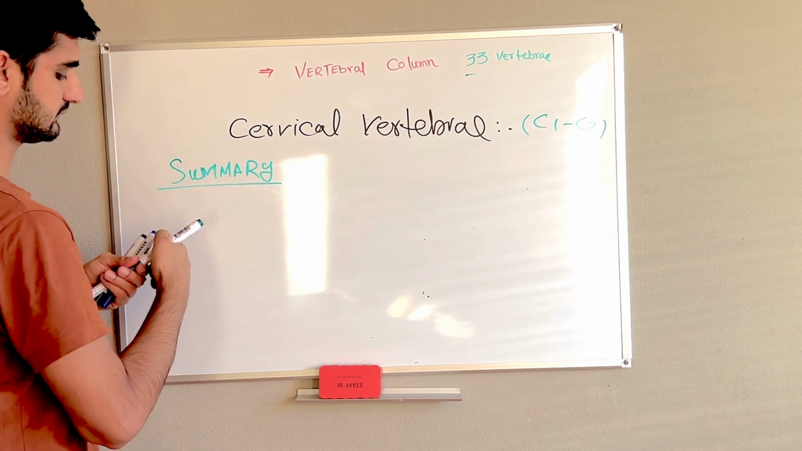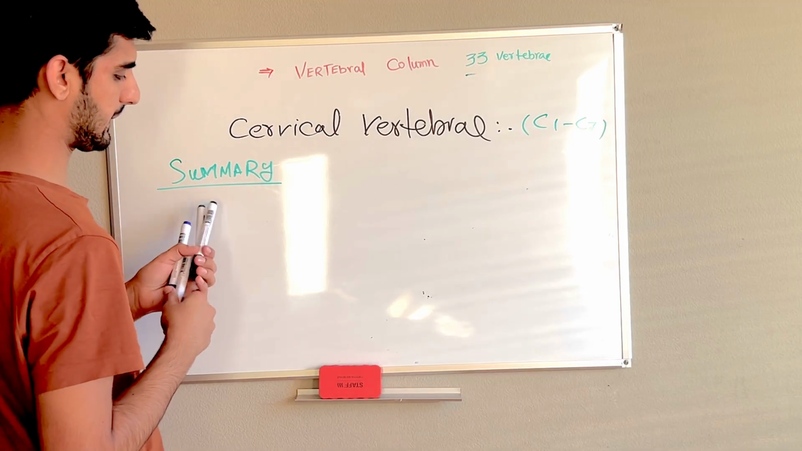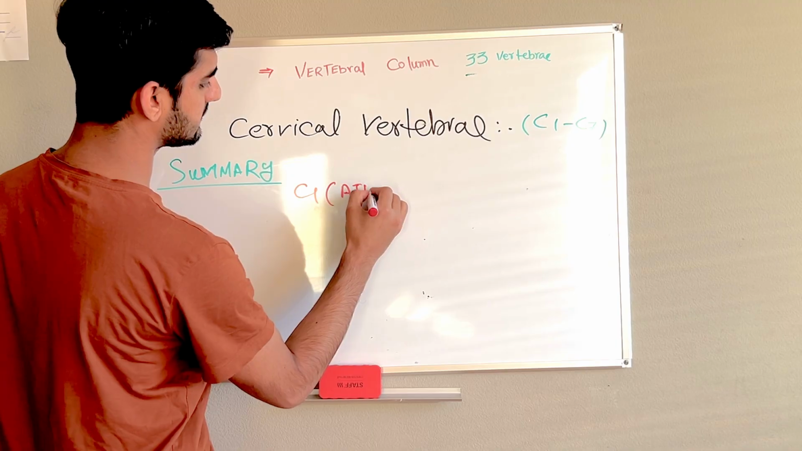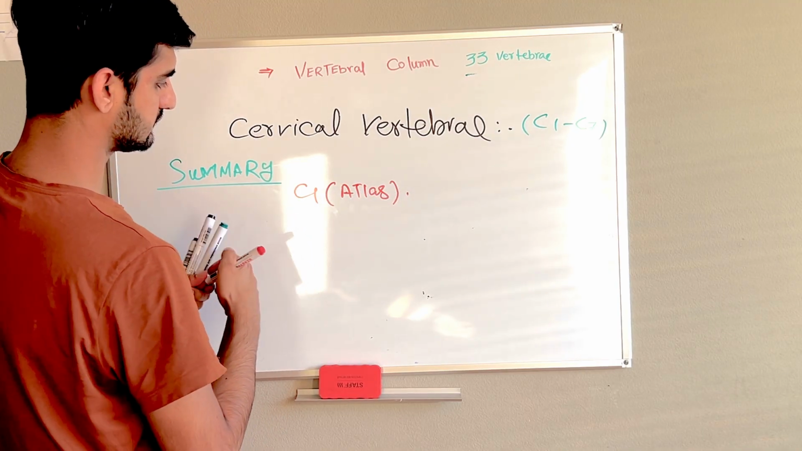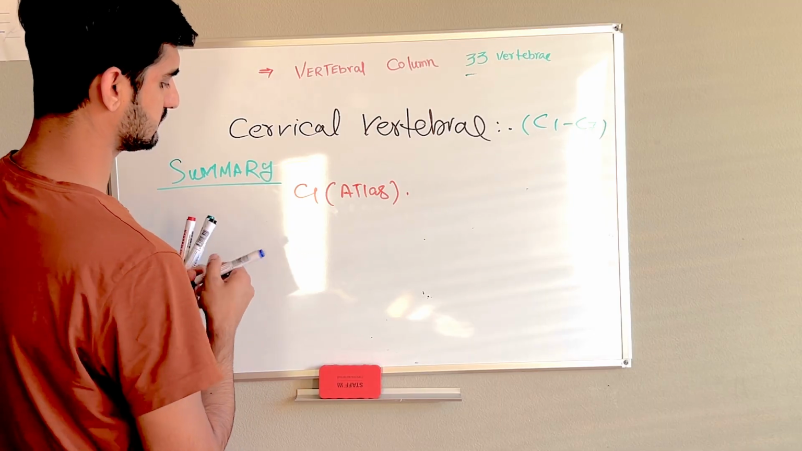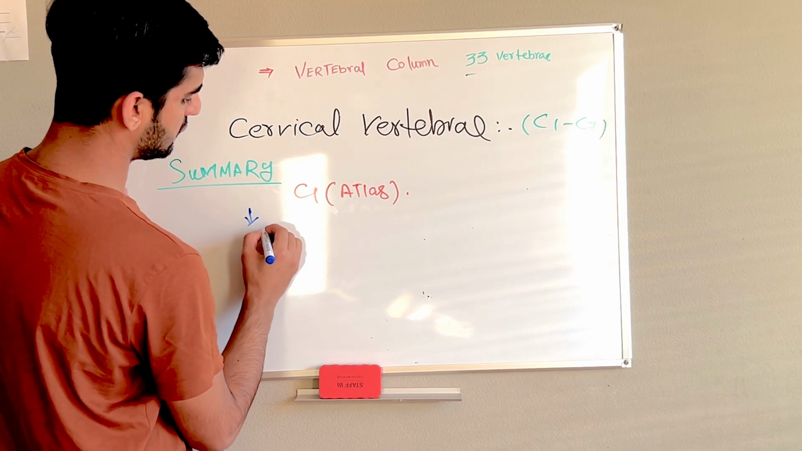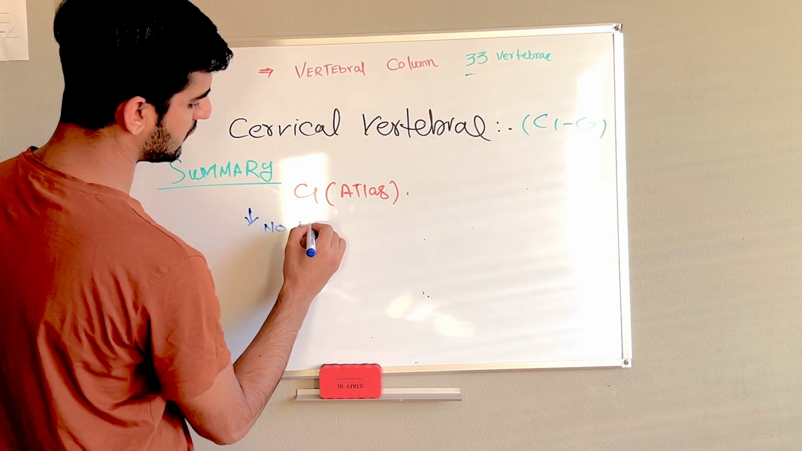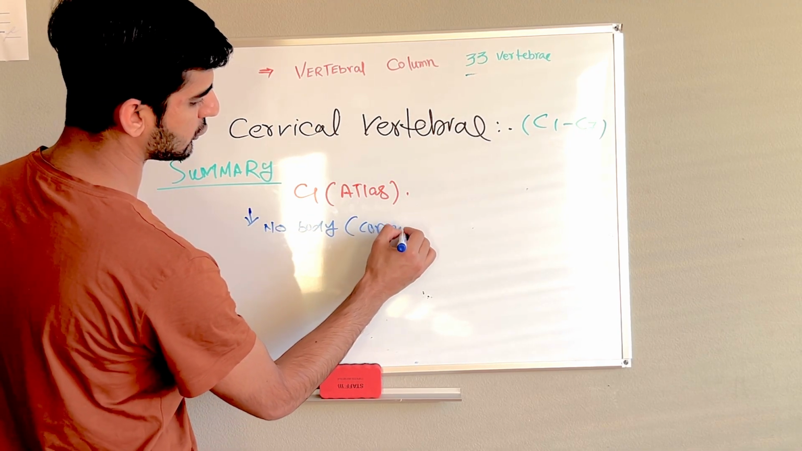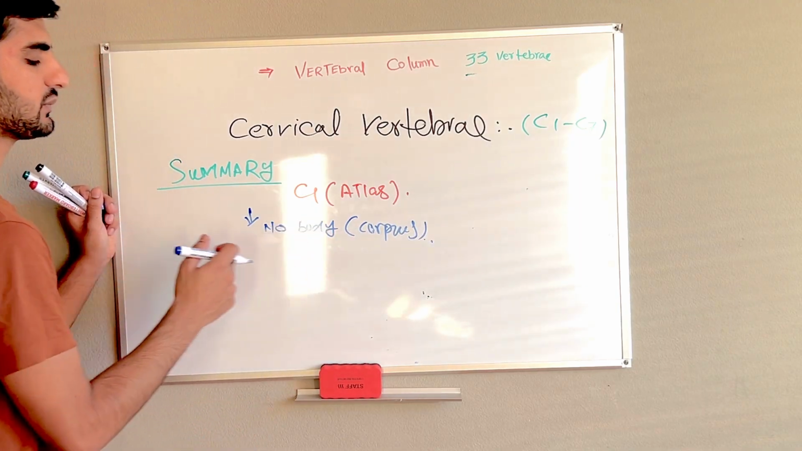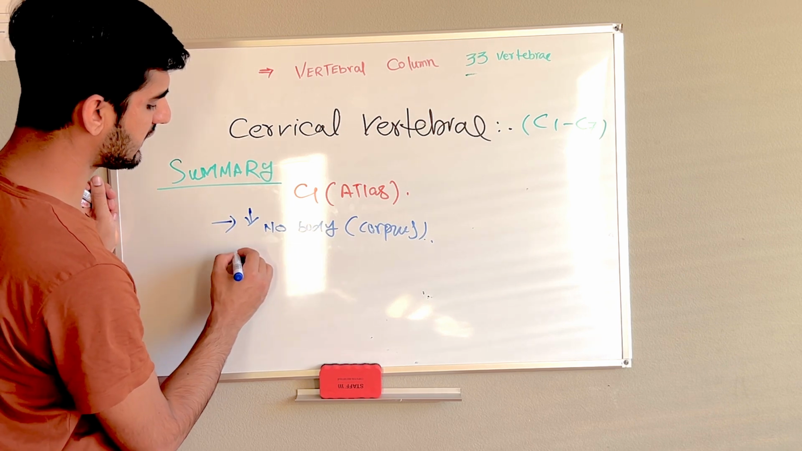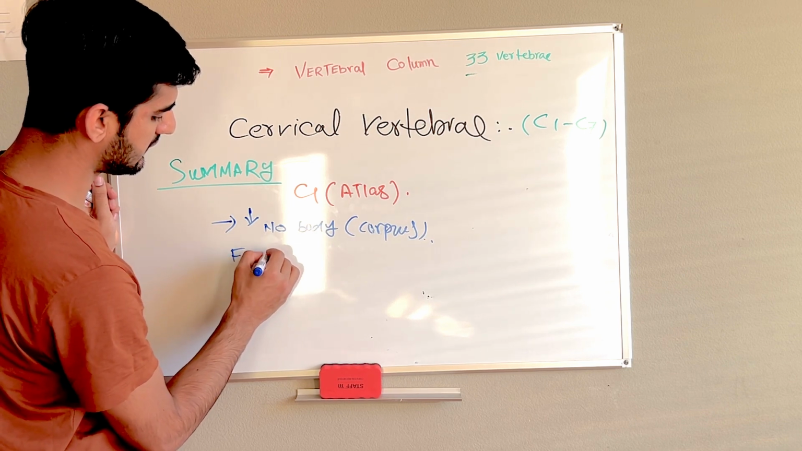Summary. C1, its name is atlas. What do we have? No body. We have no body, or in Latin you can say corpus, because corpus means body. No body. In the place of body we have formation.